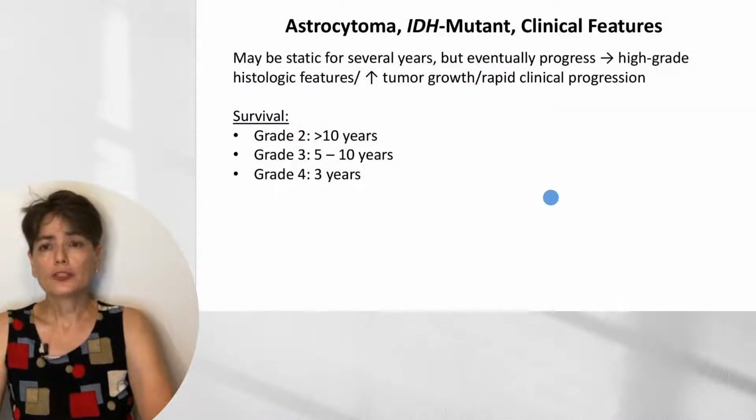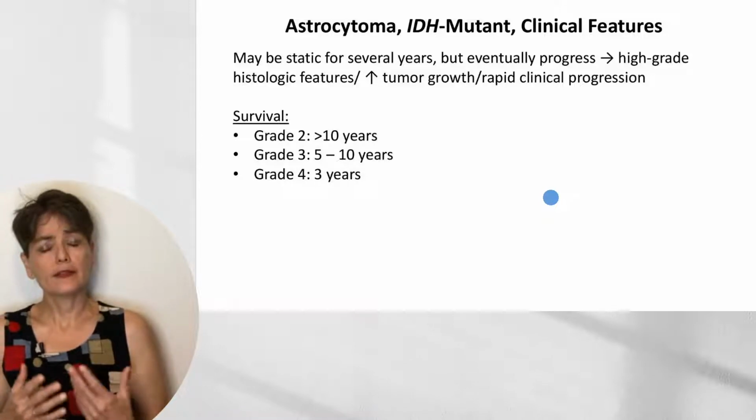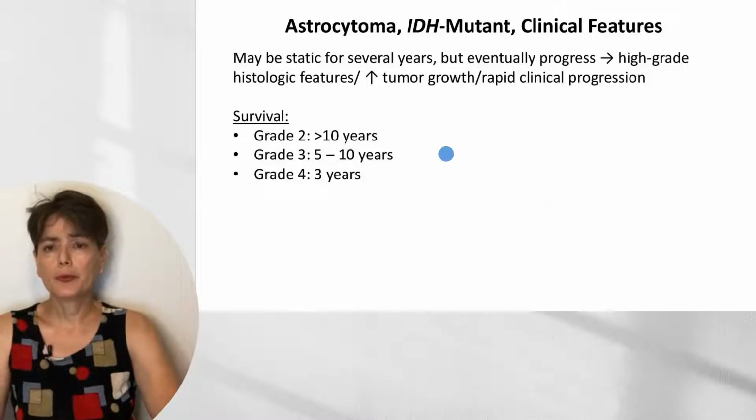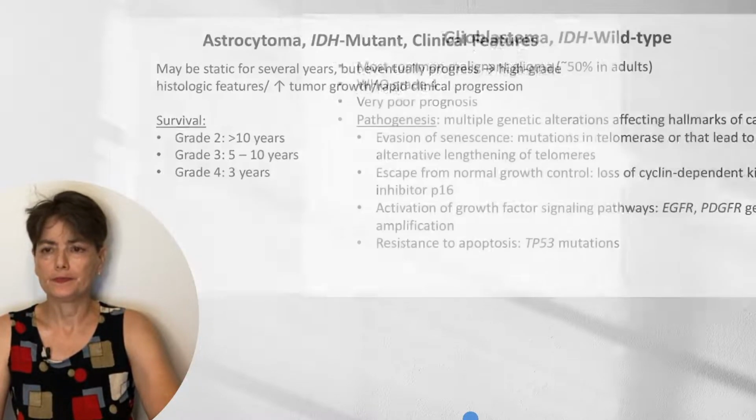The clinical feature of this particular tumor is that it may be static for several years, but it will eventually progress and develop high-grade histologic features with increased tumor growth and rapid clinical progression. Typically, for patients who have a grade 2 tumor, survival is more than 10 years, but as it progresses, survival will decrease. When a patient has a grade 4 lesion, survival is typically about 3 years.